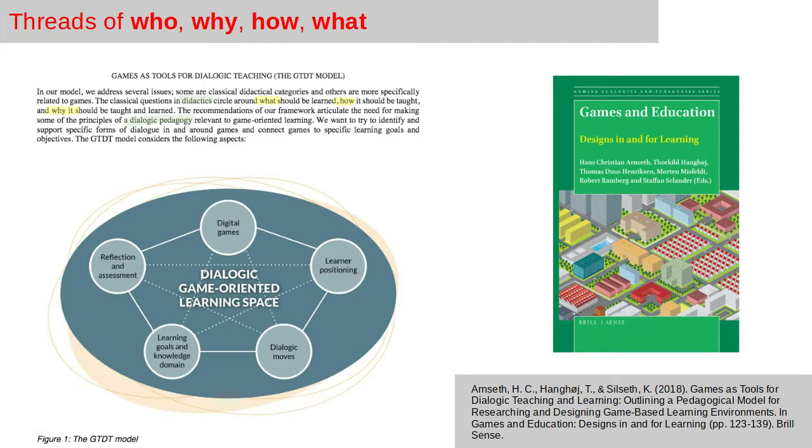Another thread that I've been interested in for a while are these keywords of who, why, how, and what. For example, this recent book by Arnseth, Hanghaj, and Silseth looks at games as tools for dialogic teaching and learning. This is a great book. And they present this model, the GTDT model, where they base it on a dialogic pedagogy and didactic circles around what should be learned, how it should be taught, and why it should be learned and taught, right? Why, how, and what.